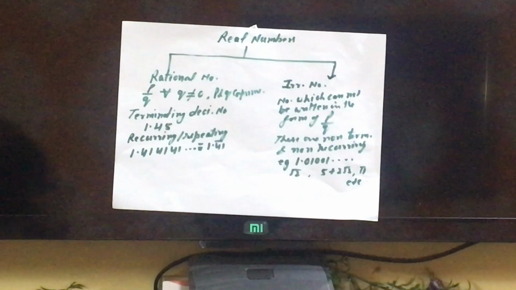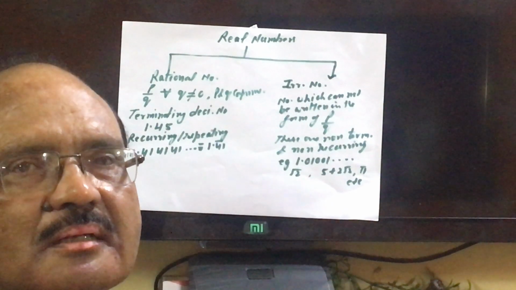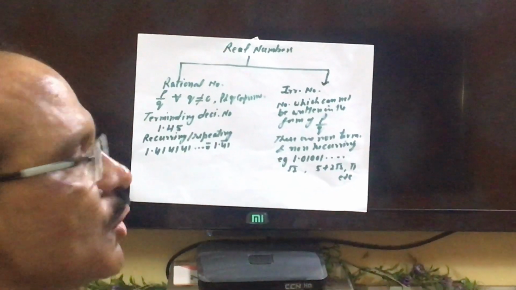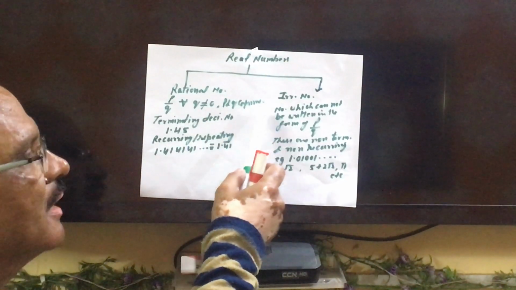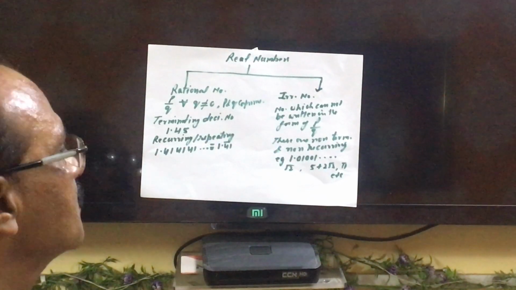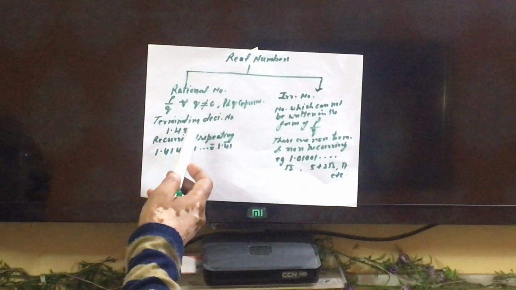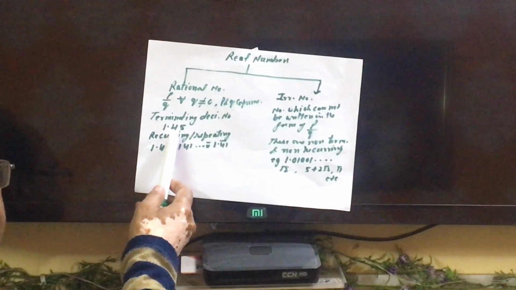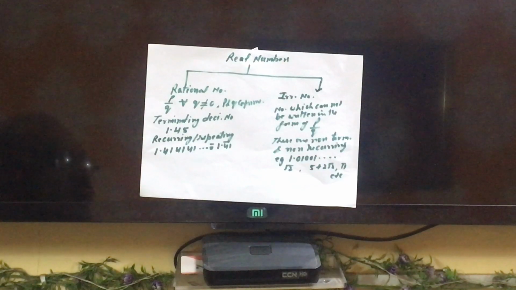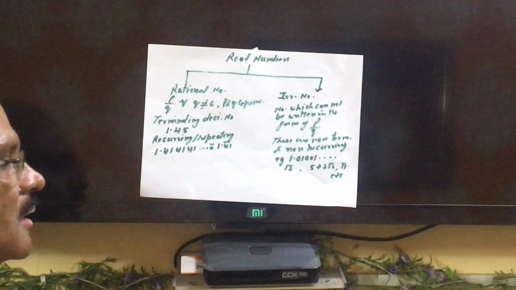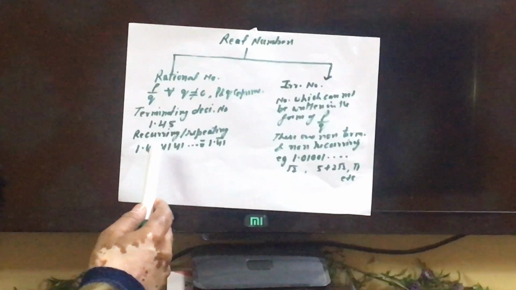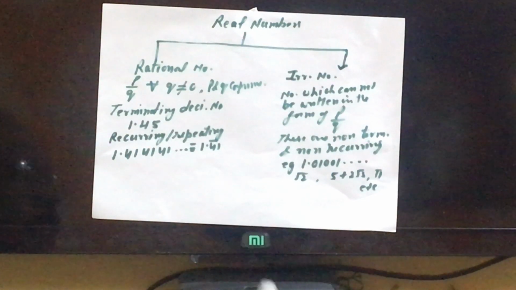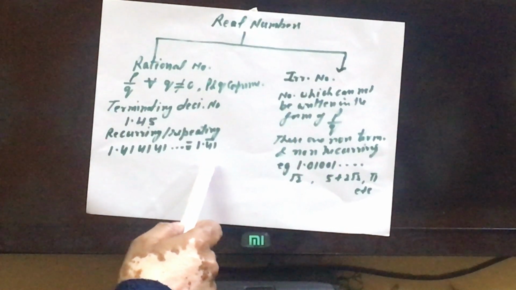So rational numbers, what are the rational numbers? All the numbers which can be written in the form of p upon q, where q, that is the denominator, is not equal to 0. Here p and q are co-prime numbers. Now other rational numbers are terminating decimal numbers, for example 1.45. Next, some other recurring or repeating rational numbers are there. For example, 1.414141 dot dot dot. This we can write as 1.41 bar. So this is about rational numbers.